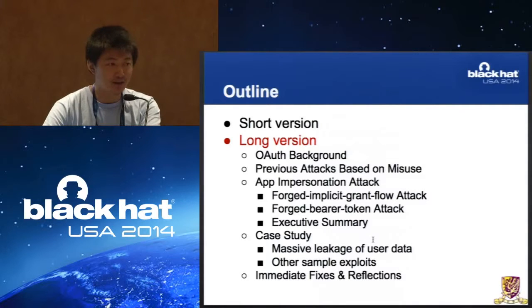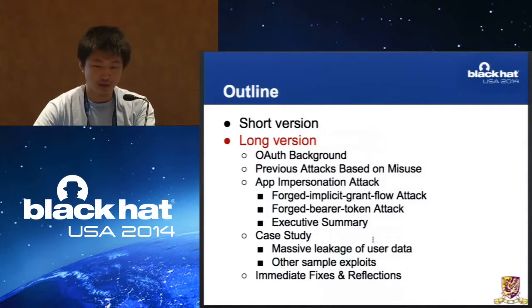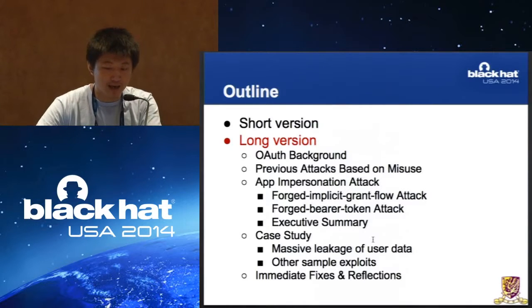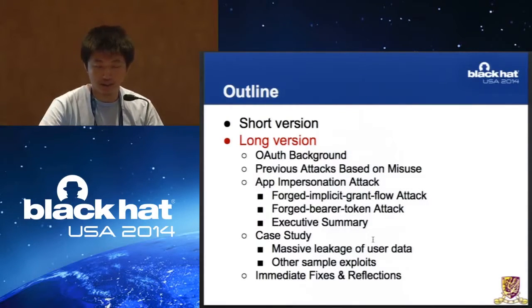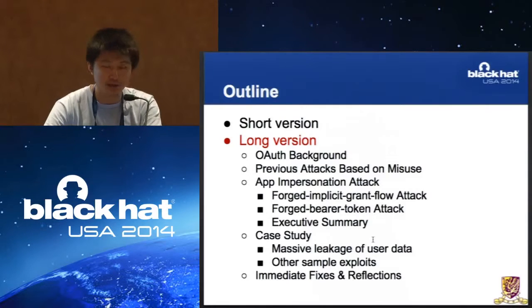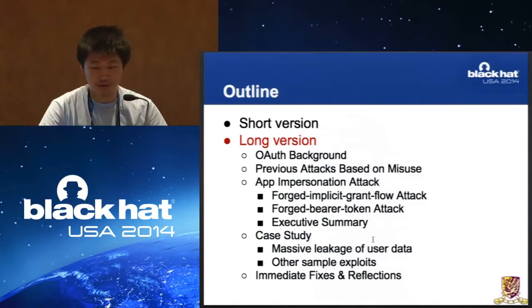Okay, so here comes the long version. I'll first introduce the OAuth background in case you don't know it, and also briefly tell you about the previous attacks based on misuse. And we'll show you that the app impersonation attack is inherently available from OAuth. It is not based on any misuse by the provider or app. And then we'll give you a case study. One of them is the massive leakage, in which you can get 100 million users' data in less than one week, and the cost is very cheap. At last, we will show you some immediate fixes and some reflections on this problem.